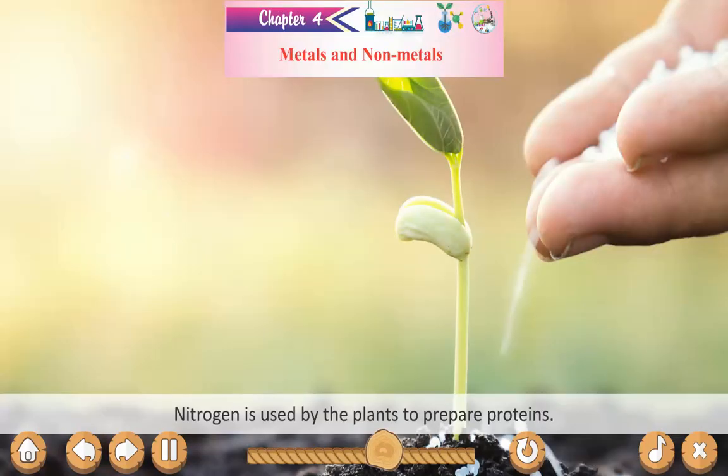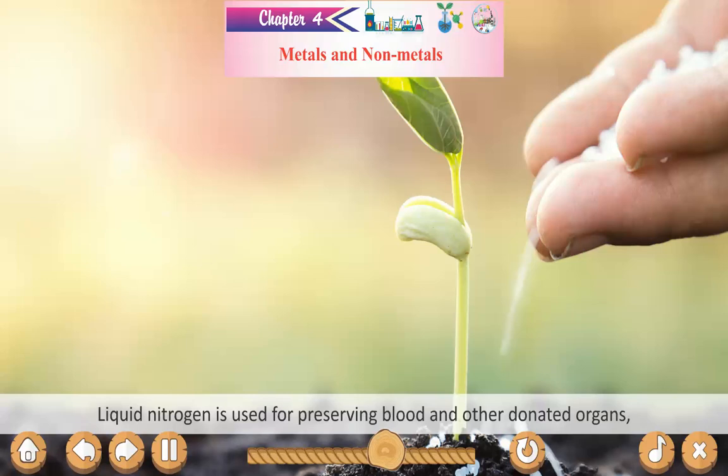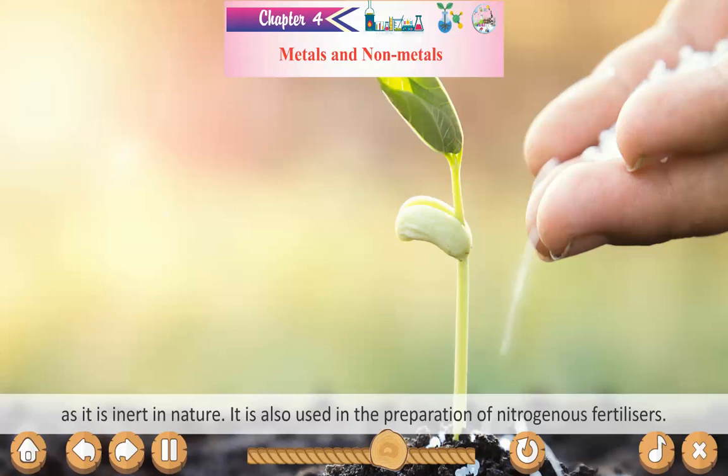Nitrogen is used by plants to prepare protein. Liquid nitrogen is used for preserving blood and other donated organs as it is inert in nature. It is also used in the preparation of nitrogenous fertilizers.